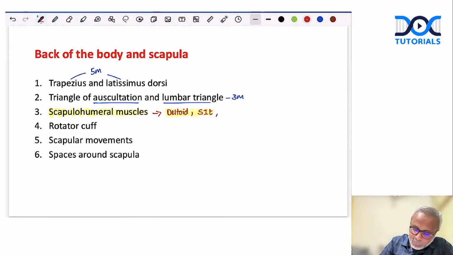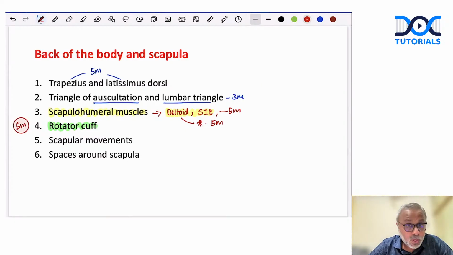The deltoid muscle is a very important 5 marker again. So these are often asked as 5 marker questions. We have not seen long essay, but 5 marker questions. Then comes one of the most important topics in this region, that is the rotator cuff. Again, a very important 5 marker question.